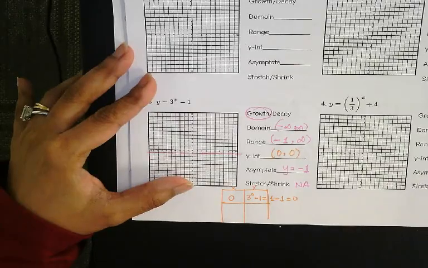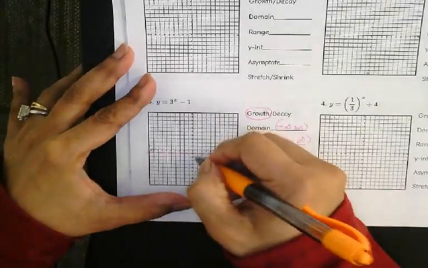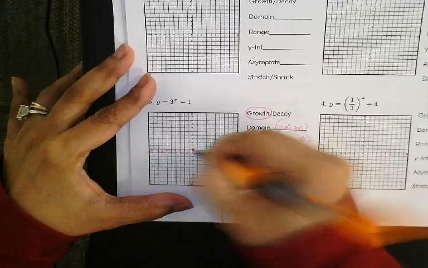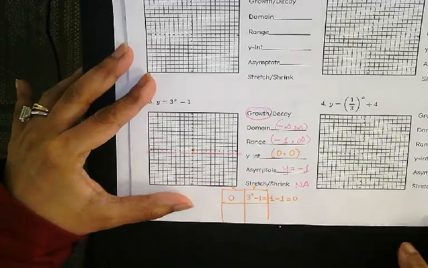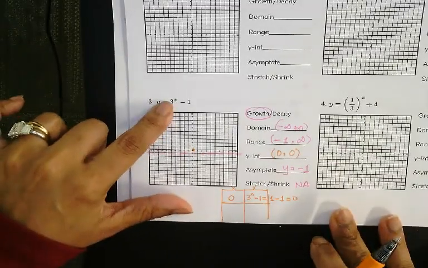Is it making sense? All right. So 0 is my y-intercept. That's my first point. I need at least one more so I can make a graph because I have to see how it looks like.